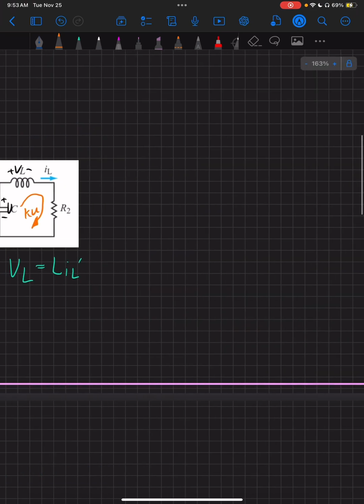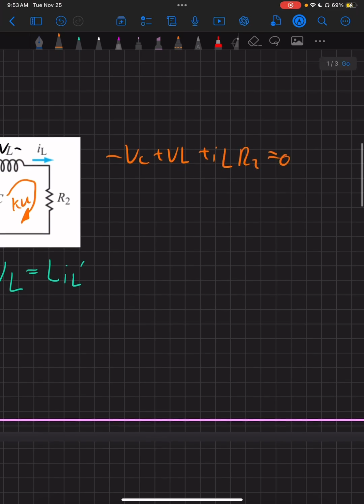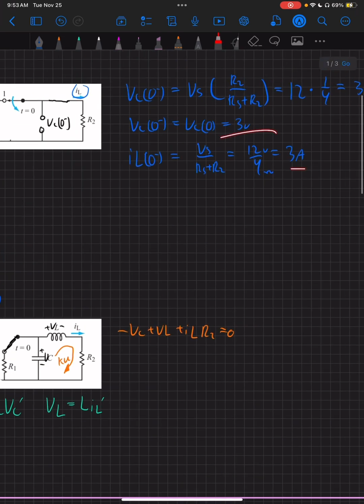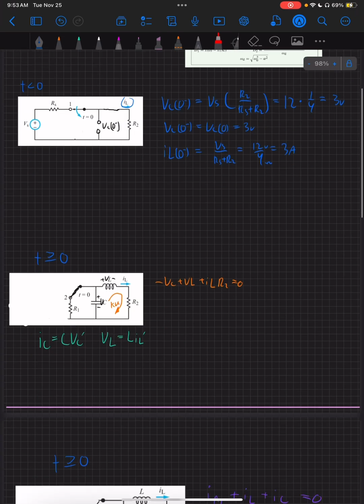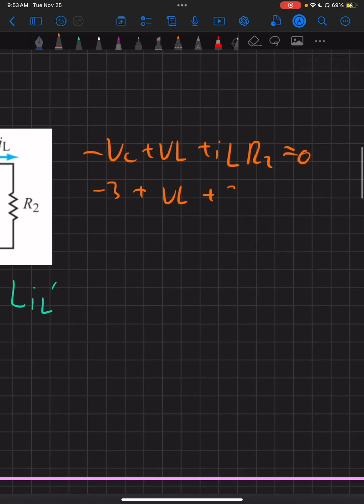The equation looks like this: negative VC plus VL plus IL R2 equals 0. We plug in the numbers that we got from the previous part. So it's going to look like this: negative 3 plus VL plus 3 times 1 equals 0. VL at 0 equals 0.